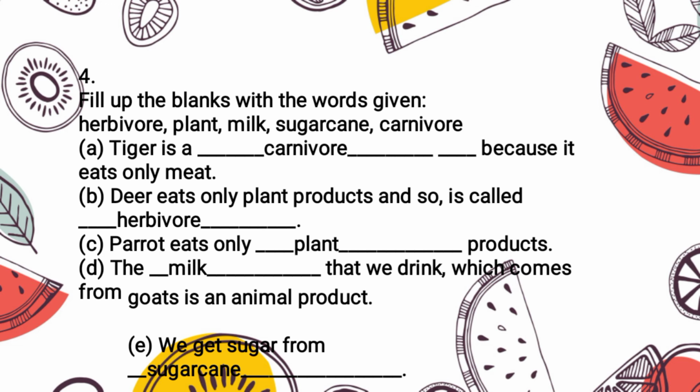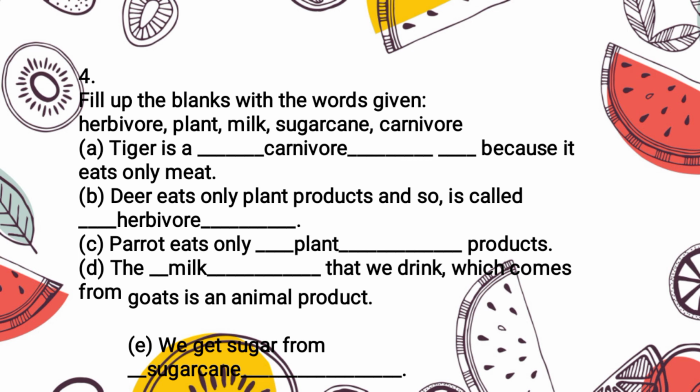Tiger is a carnivore because it eats only meat. So carnivore here is the blank filled up. Deer eats only plant products and so it is called a herbivore. So herbivore here is the blank filled. Parrots eat only plant products. So plant here is the blank filled.